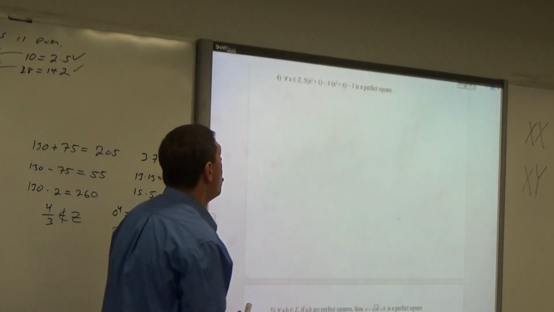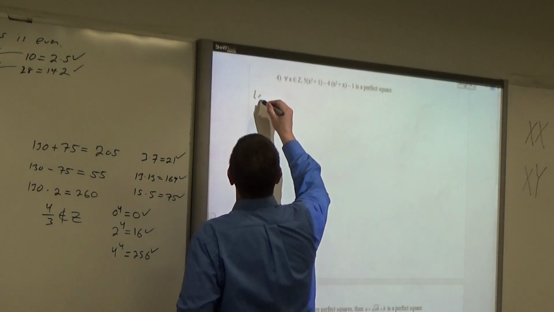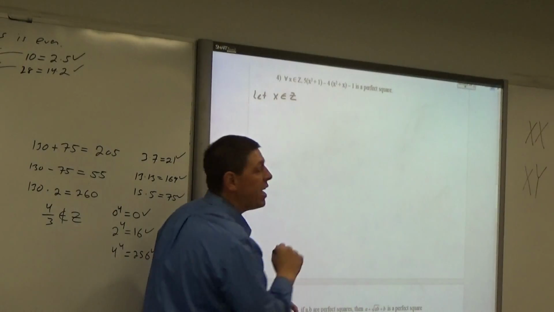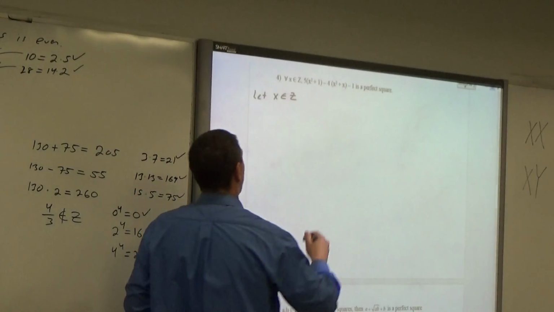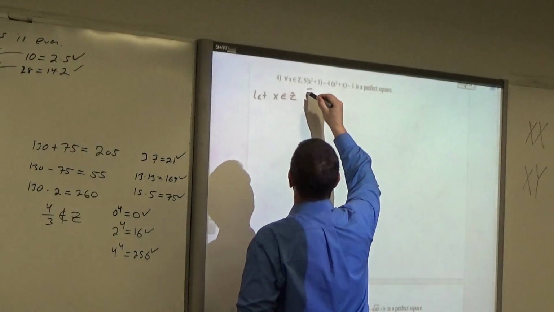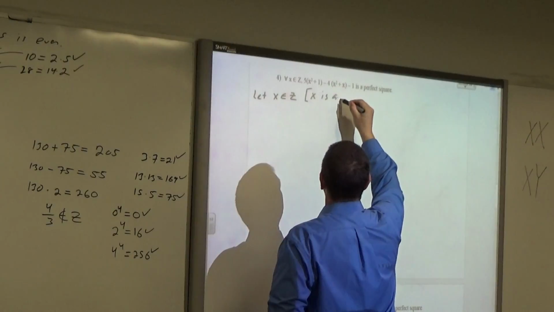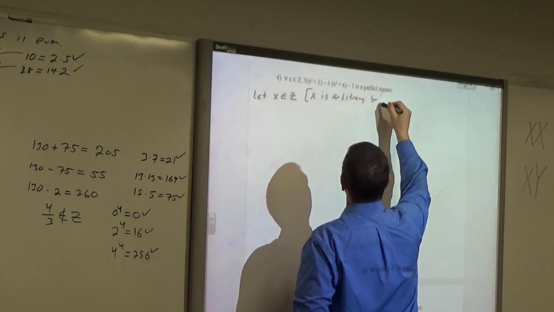All right. So we need one variable, right, guys? So let x be an element of Z, not Z even, not Z odd, just Z. X is arbitrary but particular.